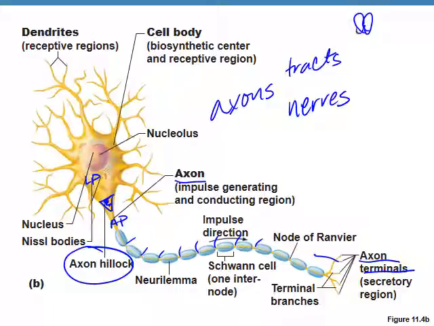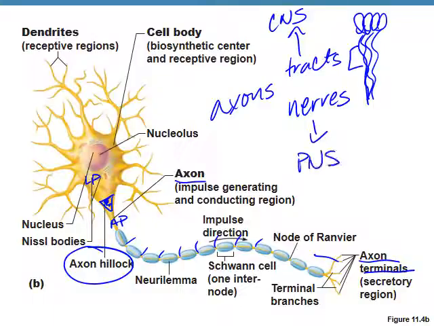So here are the somas, and we have a bundle of axons. If I have a bundle of axons in the central nervous system, I call it a tract. If I have a bundle of axons in the peripheral nervous system, I will call it a nerve.